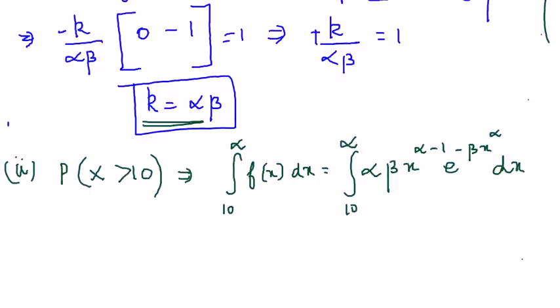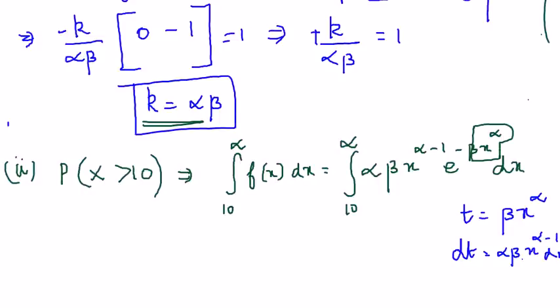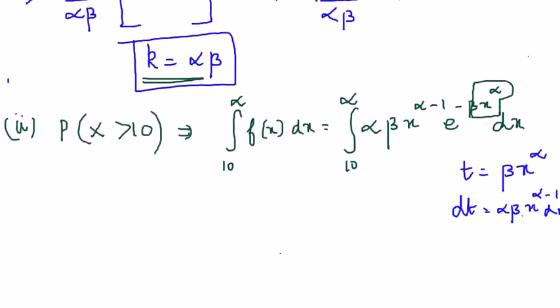So this again looks like a very complex equation, but same logic. Substitute beta x power alpha equal to t, as we did earlier. So let me do that for you. Let t be equal to beta x power alpha. So my dt is going to be equal to alpha beta x power alpha minus 1 dx, right? Now substitute this. Let's come back to the limits a little later. So between 10 to infinity, it is plainly going to be e power minus t dt, because alpha beta x power alpha minus 1 dx is replaced by dt, right?